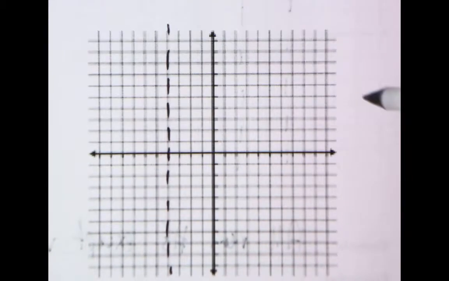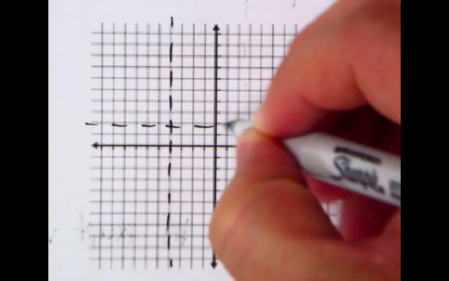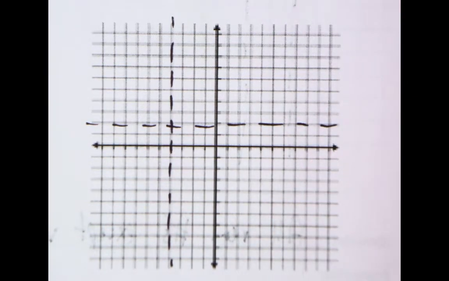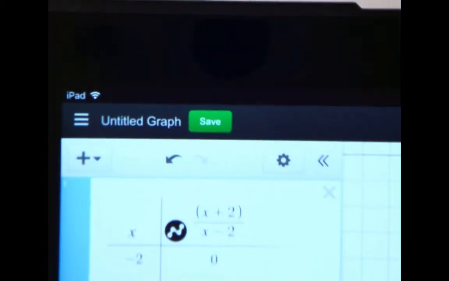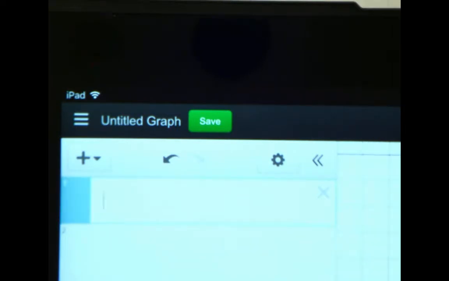A horizontal asymptote at y is 2. That. And now I just fill in the graph. So I go back over to my graph here, and I'm going to put in the function (2x minus 1) over (x plus 4). I'm going to use parentheses so I can get to the bottom.